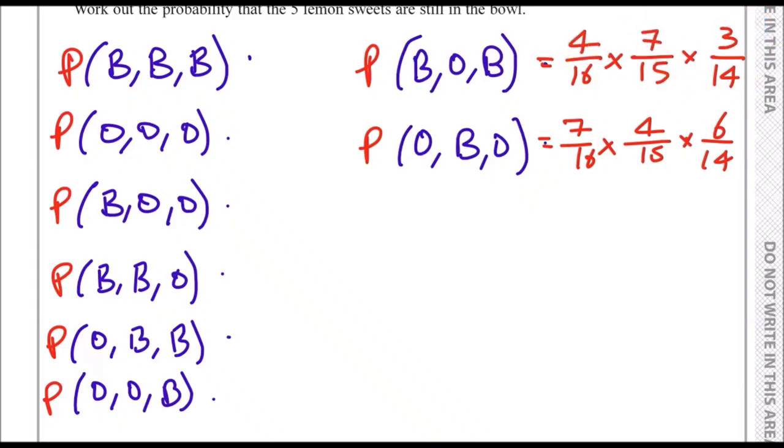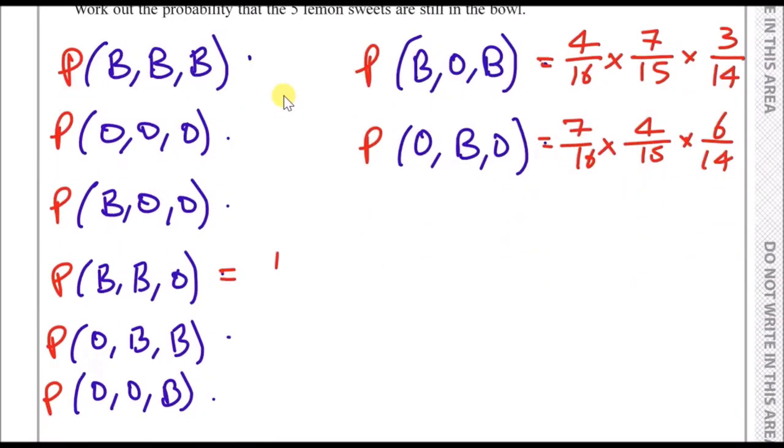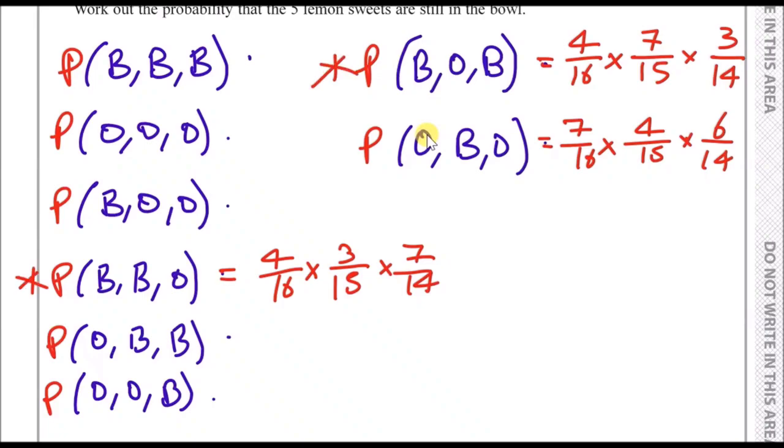So wherever this was, for instance, to get blackcurrant, you have 4 out of 16, times, to get another blackcurrant, you now have 3 left out of 15, and then to get orange, you have 7 out of 14. So you might have a different order of multiplying, but in fact, you're going to have the same result. So this result and this result will be the same, and also this result will be the same because you've got 2 B's and an O. And same for this one here. So this result here, OBO, will be the same as this one, OOB, and OOB as well, BOO. And then you've got the next one at the top, you've got BBB.